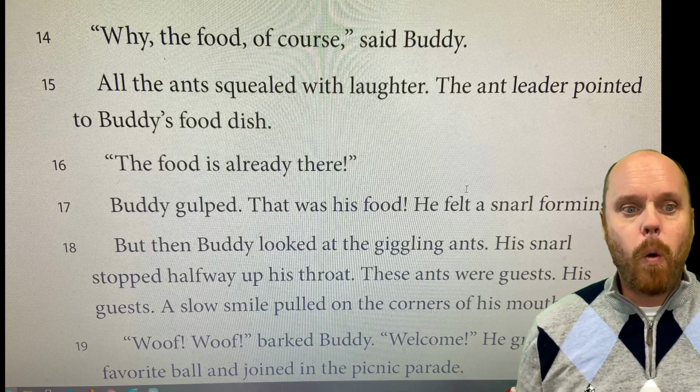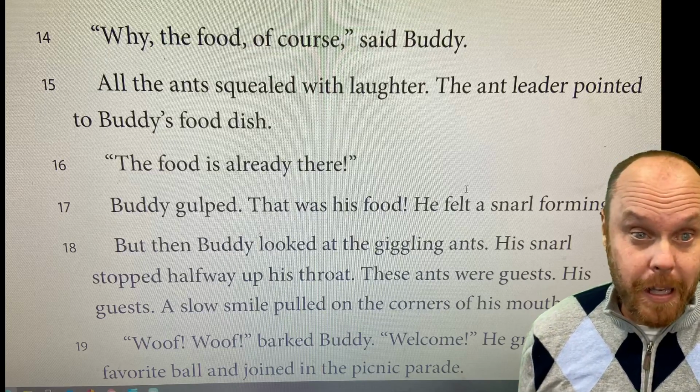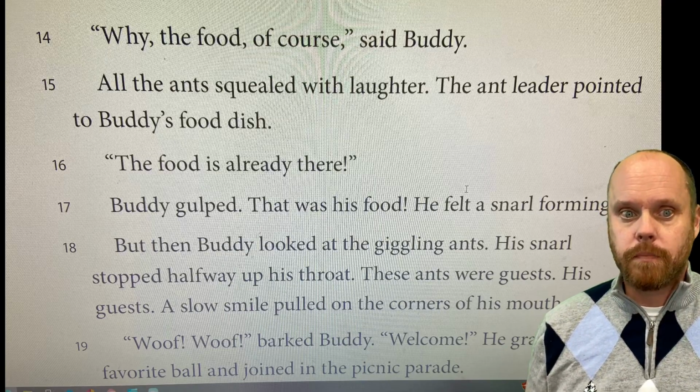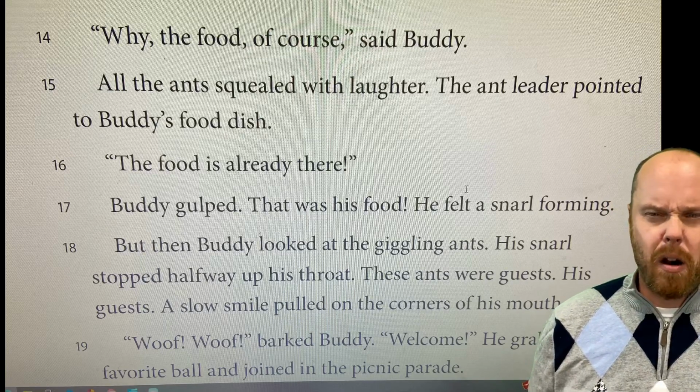The ant leader pointed to Buddy's food dish. "The food is already here." Buddy gulped. Ooh, that was his food. He felt a snarl forming.